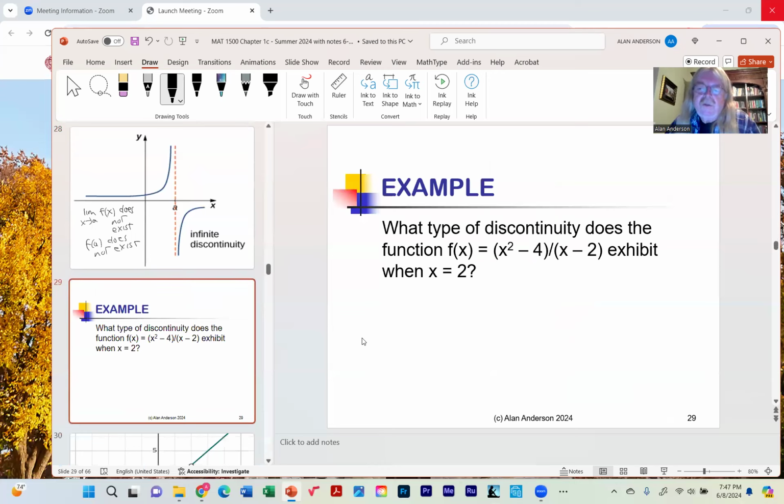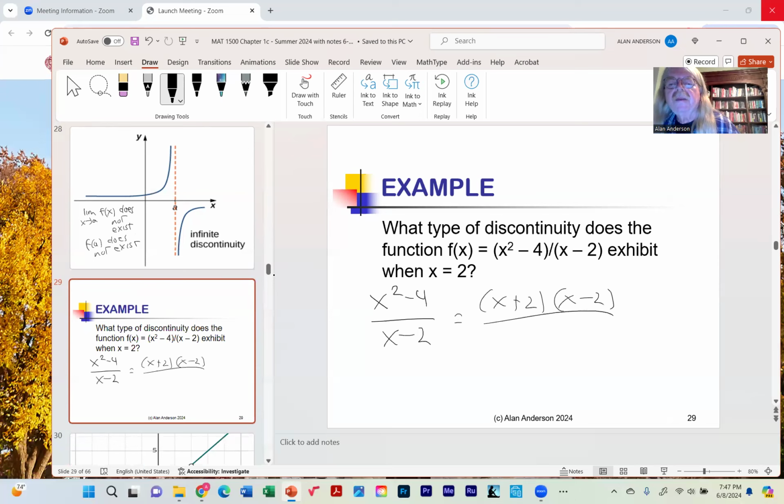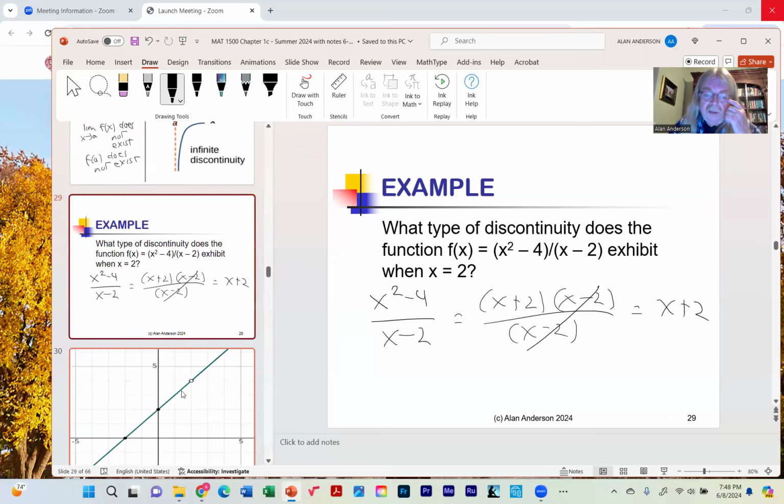All right, now you may run into these types of problems with the assignments. Here's the function. What kind of discontinuity are we looking at here when x equals 2? Now, I would remind you that when we have something like this, we can see right away that there's going to be division by 0 when x equals 2. But we can reduce this to x plus 2. So this is the case, we've seen this before, there'll be a simple hole there, okay?